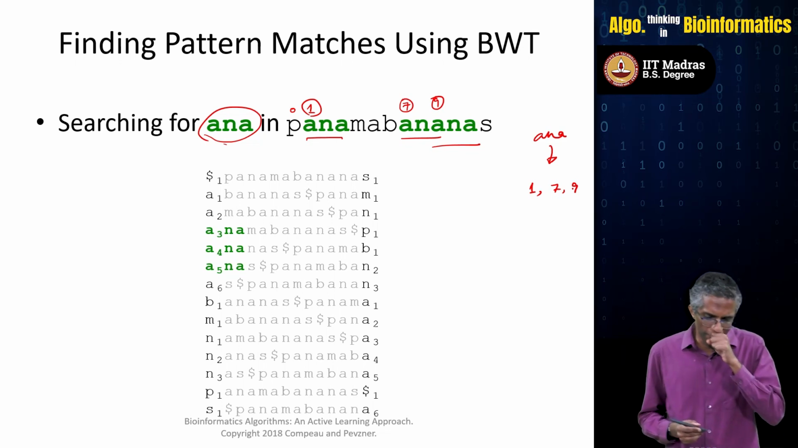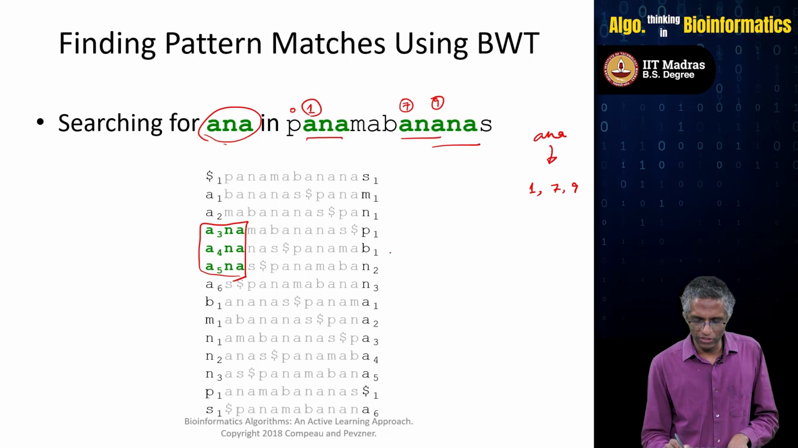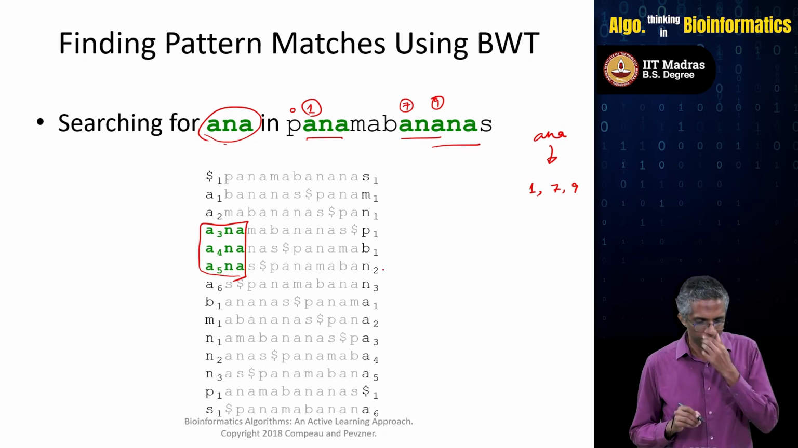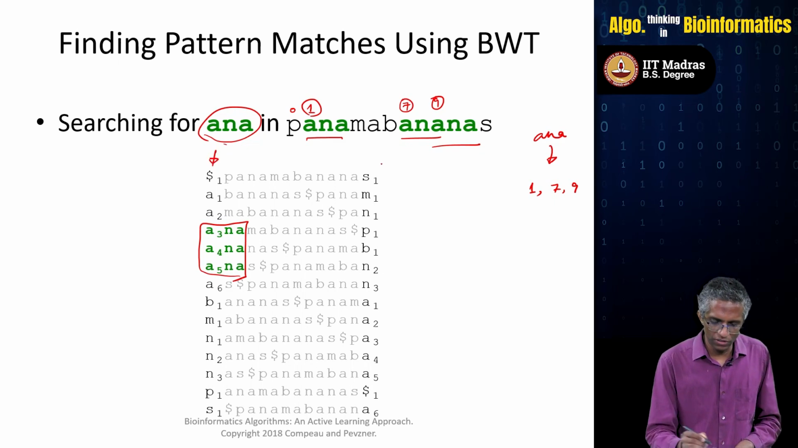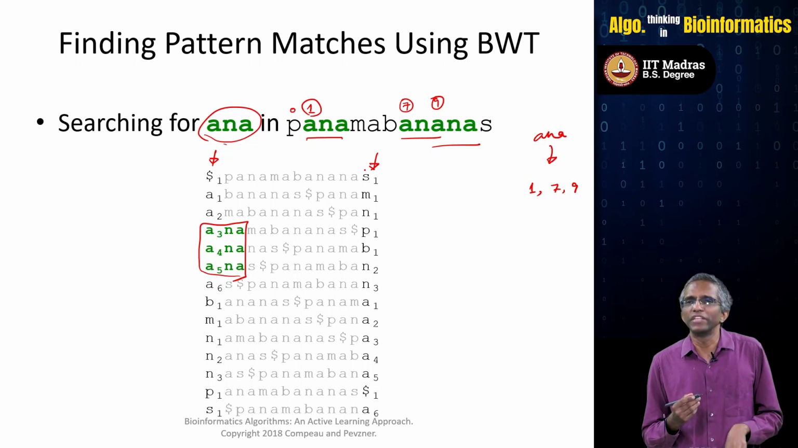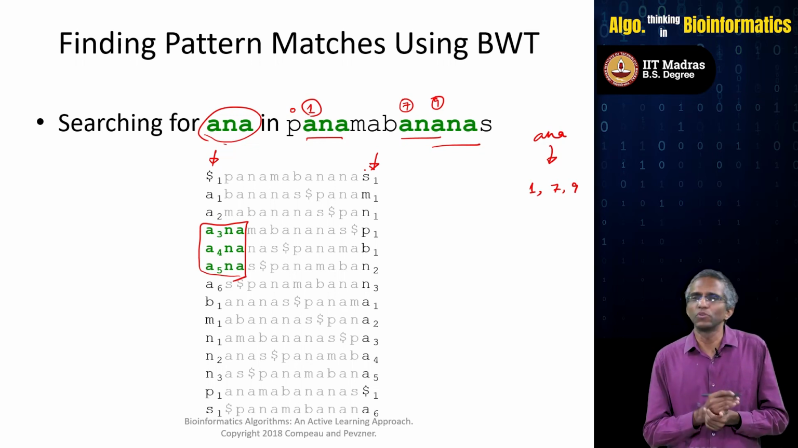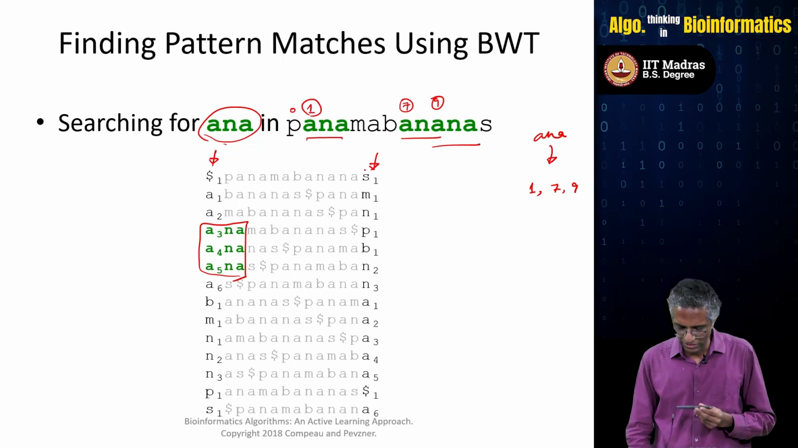If we are given the full matrix, we can just scan through it and see that the first columns are A, N, A, N, A, N, A. And if we somehow remember the locations, we can print all of these. But we are only storing the first column and the last column. Can we use the same idea of inverting the BWT using the first and the last column to also search for patterns? We'll see that the idea is actually quite similar.